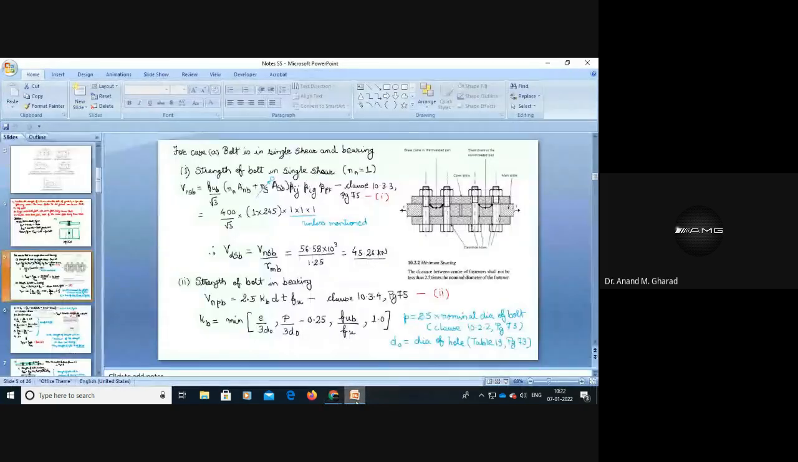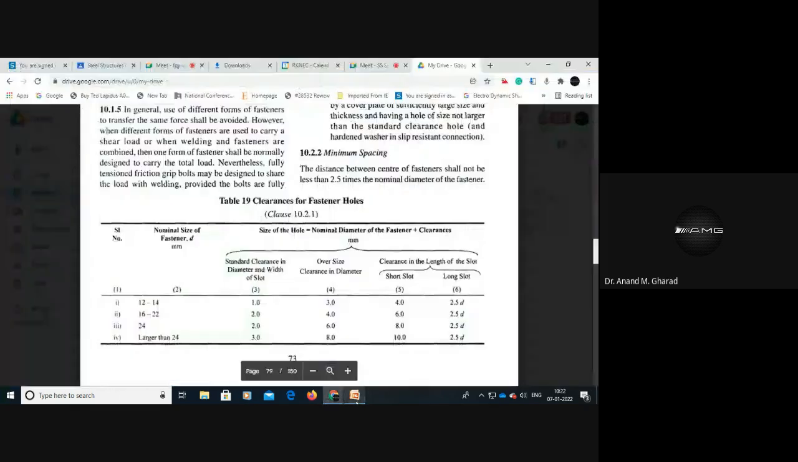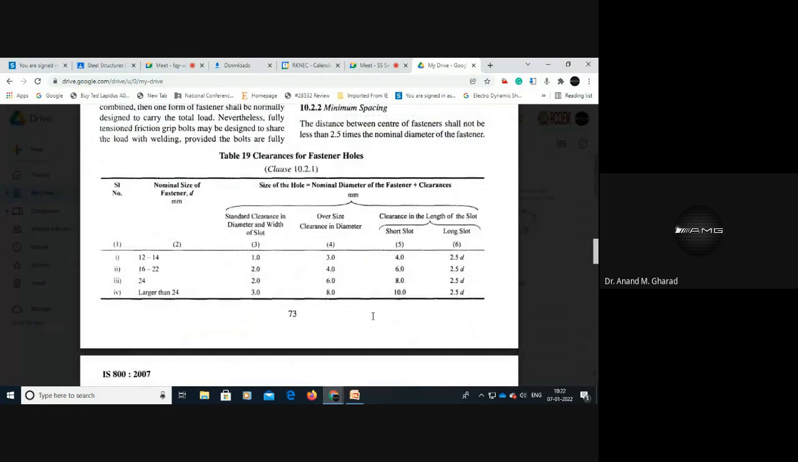Then D naught, what does D naught stand for? Diameter of the hole. Okay. So if you remember, I had told you this diameter of the hole should be more than the diameter of the bolt, the nominal diameter of the bolt. The reason is very clear: in order to have easy insertion of the bolt into the hole, and then you are in a position to tighten it later on. So that clearance should be there. There should not be any kind of contact between the bolt and the plate surface. There should be some clearance.